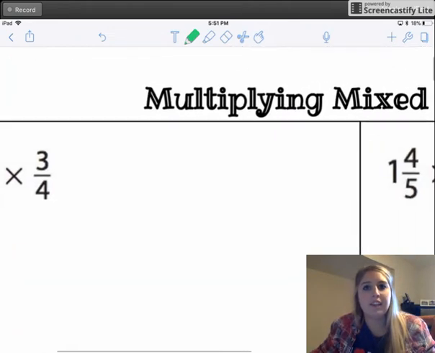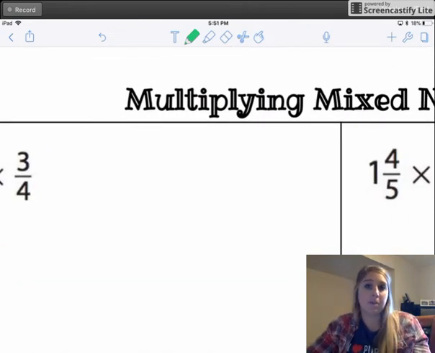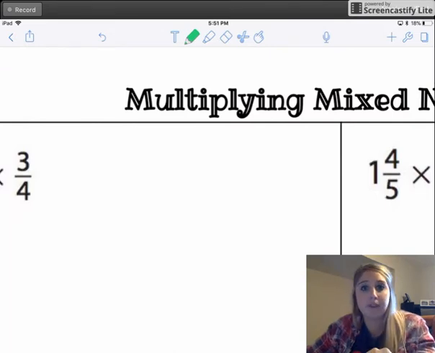Hi everyone, today we're talking about multiplying mixed numbers. So it's very similar to multiplying fractions, except we're gonna add in a little baby step in there.